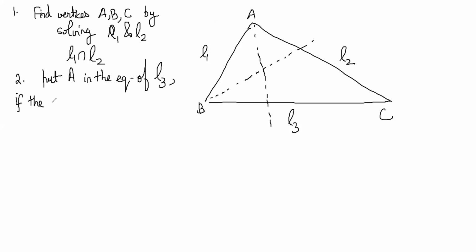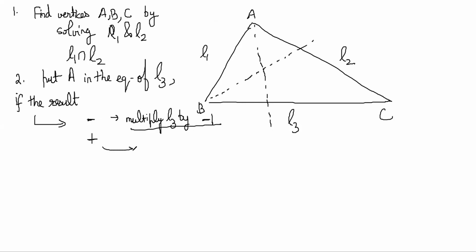If the result can be negative or it can be positive, right? It will either be negative or positive. So if the result is negative, then multiply the equation of L3 by -1. And if the result is positive, then multiply it by +1. Multiply L3 by +1.